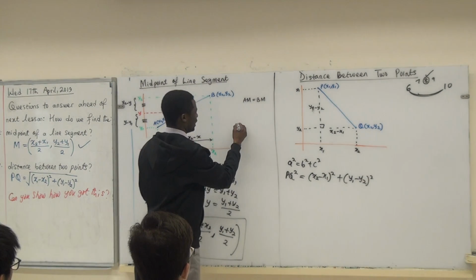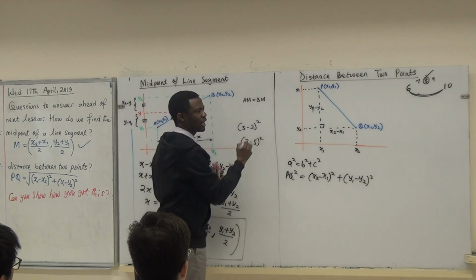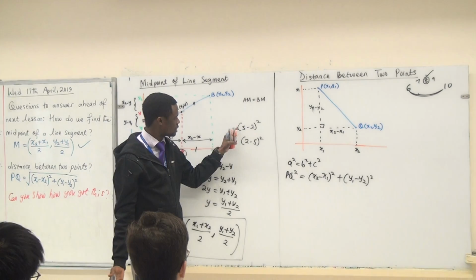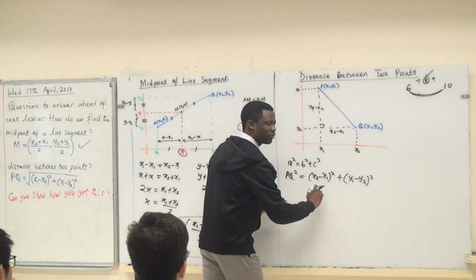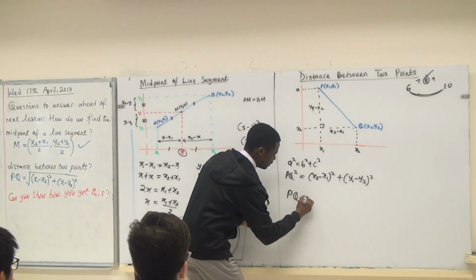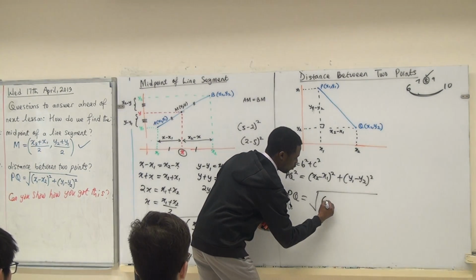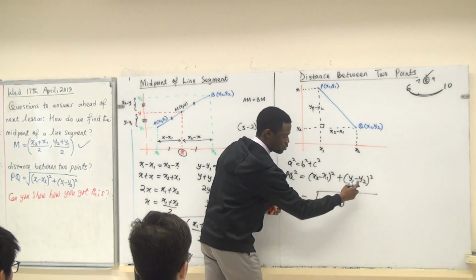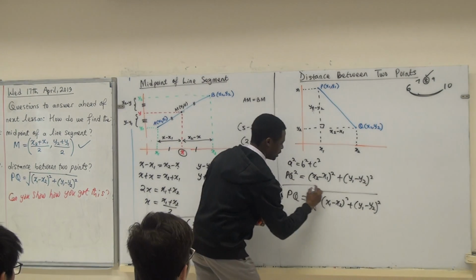Now, does it matter if I do 5 minus 2 squared and you do 2 minus 5 squared? Does it make any difference? No, they're the same. This is 3 squared, 9. Minus 3 squared, 9. Okay. So to make the formula look the same, we flip one of them. So PQ now, I take a square root, and I flip this if I want to make it look like 1 before 2. But if I want it to be 2 before 1, I flip that one. And this is the distance formula between 2 points.